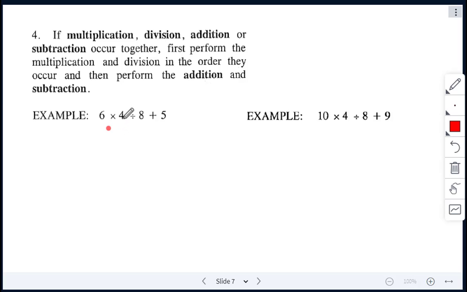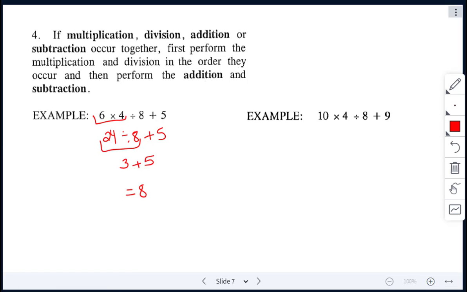All right, so looking here, we have 6 times 4 divided by 8 plus 5. So we have multiplication and division. So from left to right, we have to do the operations that occur first, looking at multiplication and division. So that means I have to do my 6 times 4 first. That gives me 24. And then divide by 8, and then plus 5. All right, so 24 divided by 8, that gives me 3, and then plus 5, and that gives me 8 as the answer.